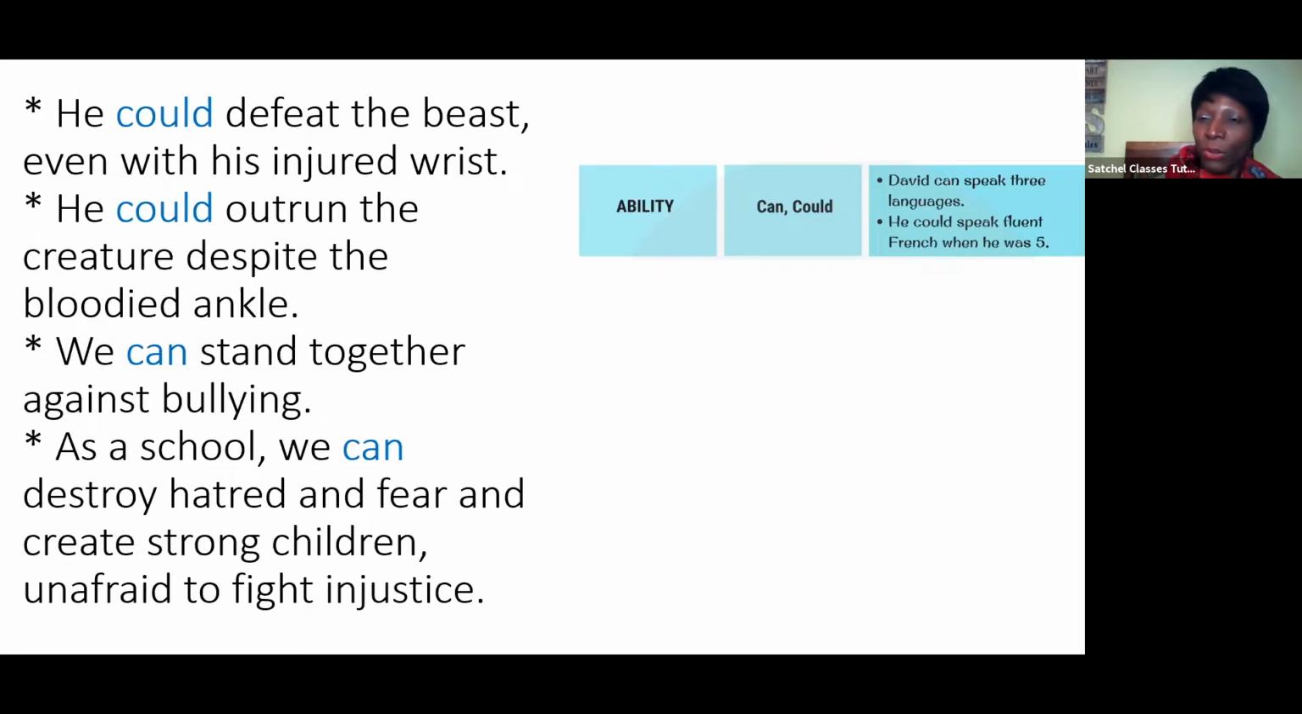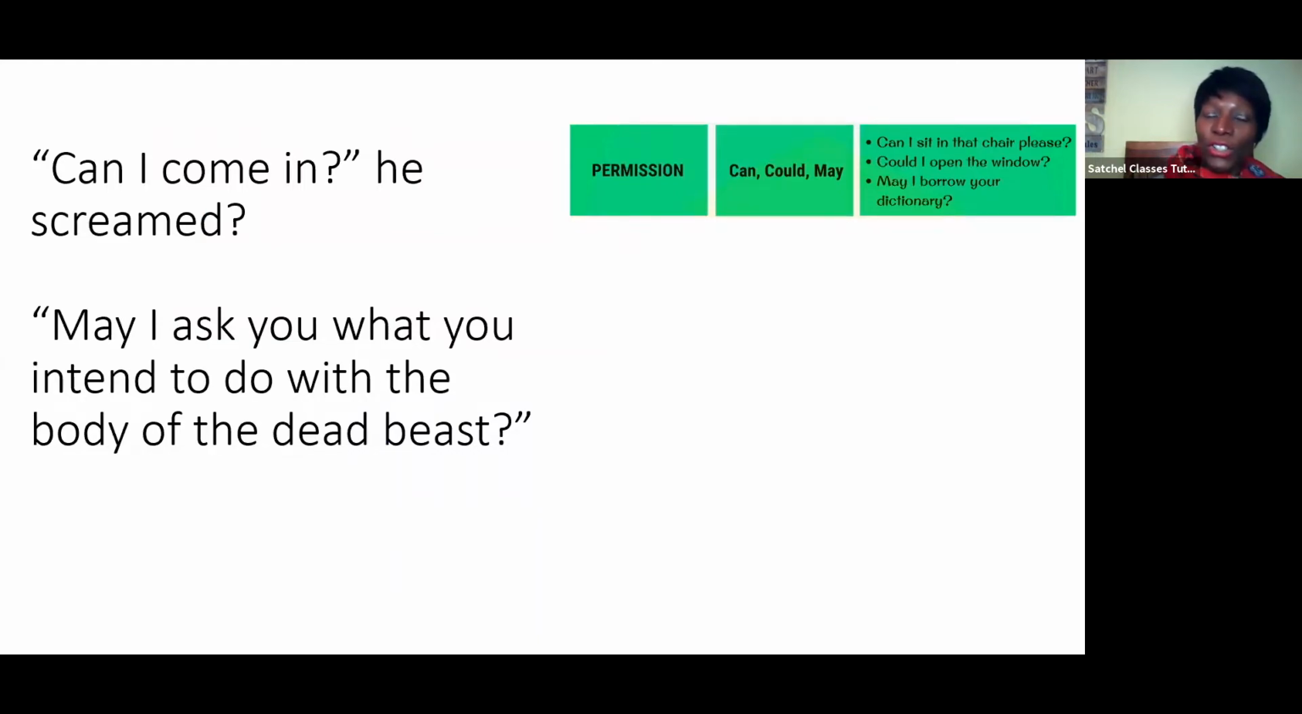What about for non-fiction writing? We can stand together against bullying. It's possible. We can, as a school, destroy hatred and fear, and we can create strong children, unafraid to fight injustice. It's possible. So these modal verbs can show what we are able to do. Can. What about permission? Could, can, may. Can I come in? He screamed. May I ask you what you intend to do with the body of the dead beast? So it's the permission, this idea of asking.